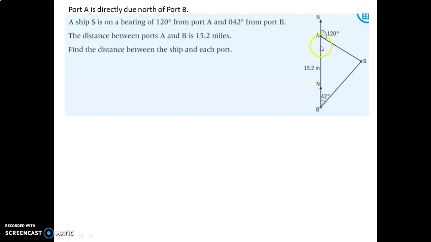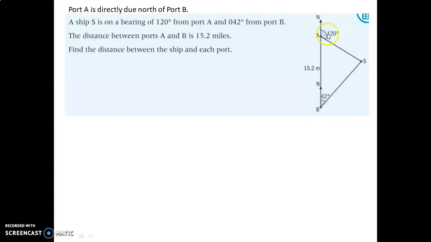Here's the diagram. Port A directly due north of B, so we put them like that. They are 15.2 miles apart. And we know the boat, which is here, is at a bearing of 120 from port A. So remember, for bearings, we start at north, we spin 120 degrees, we get to the line connecting to where the ship is. And the ship is at a bearing of 42 from port B. So again, we start at north, we spin 42 degrees, and we get this line. So that allows you to create this triangle.